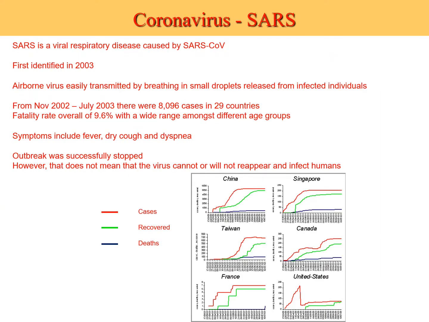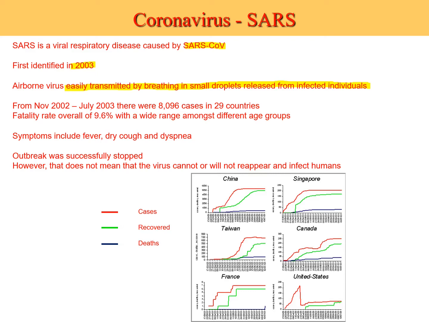Now, SARS, caused by SARS coronavirus, was first identified in 2003. It's an airborne virus, easily transmitted by breathing in droplets that people release if they're infected, by talking, laughing, coughing, sneezing, breathing, and you breathe it in and you get infected in that way.